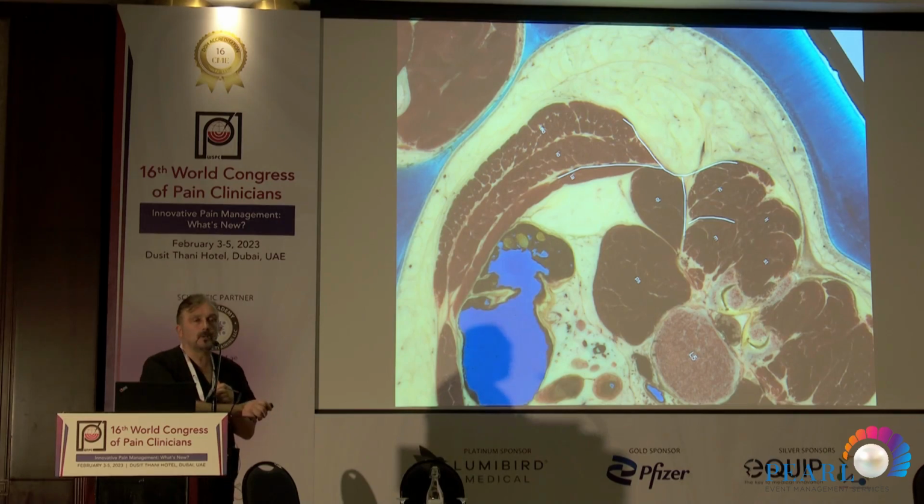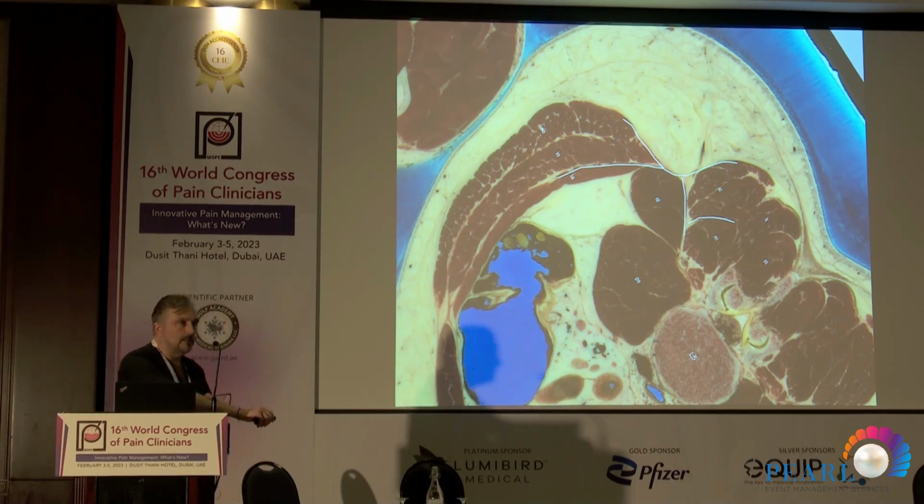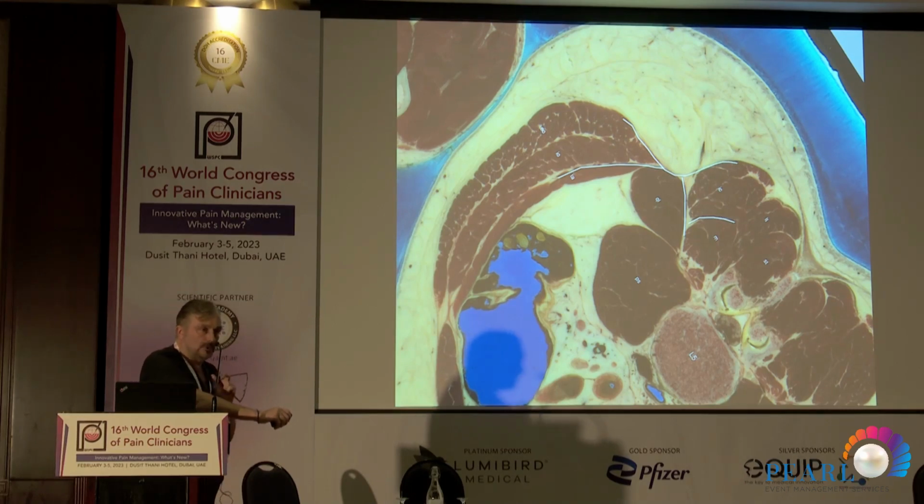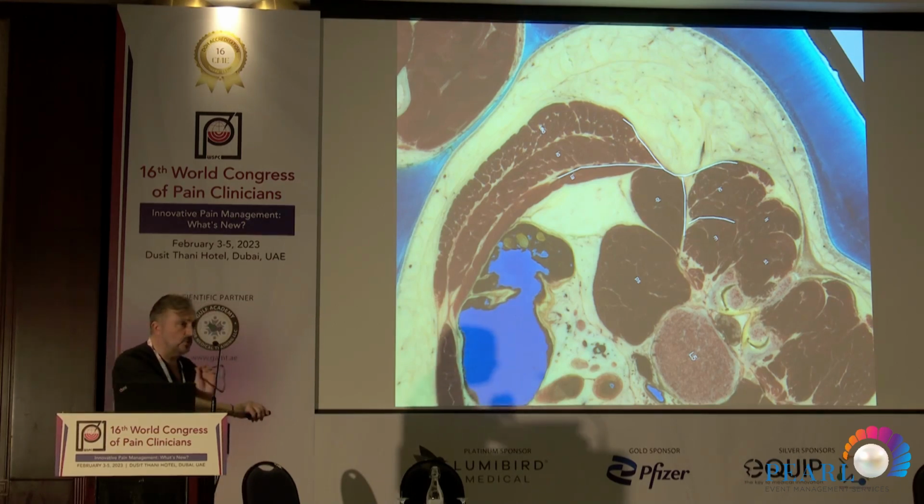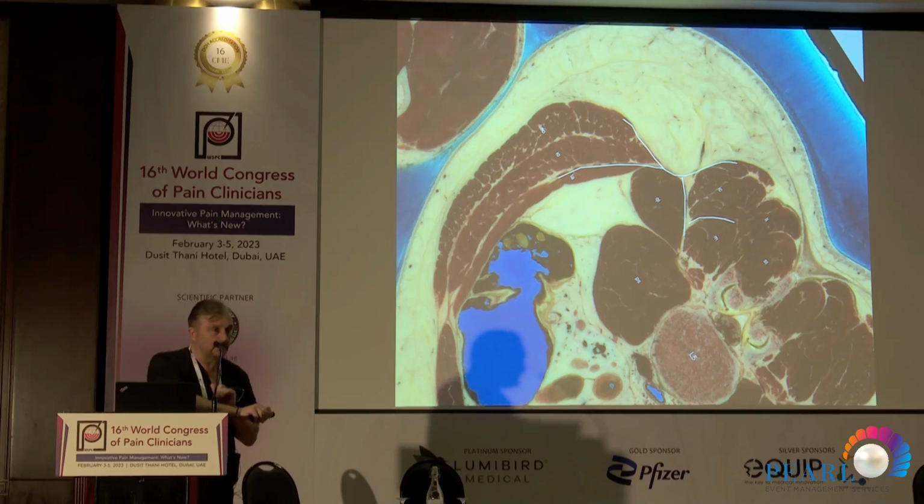So we are very used to using bony landmarks as our friends to do our blocks, especially in chronic pain. Now, when we're talking about fascial plane blocks, my suggestion is that you don't look only at bony landmarks. You're looking at what it's supposed to be. A fascial plane block is a block in the fascias.